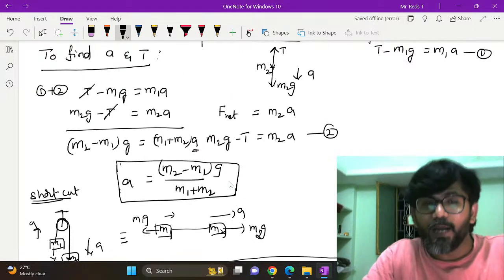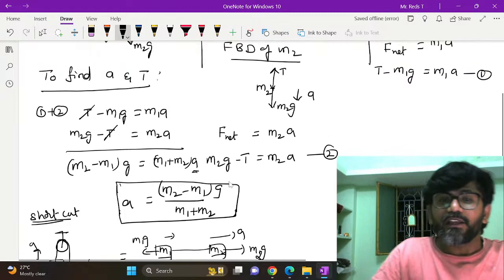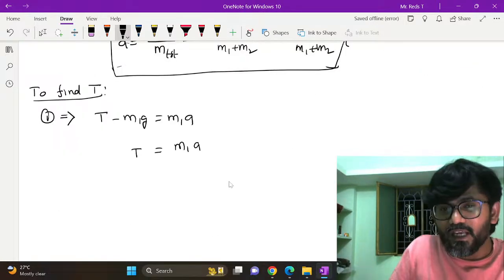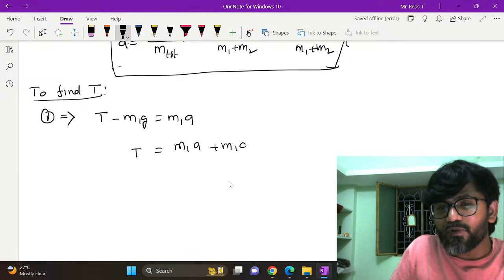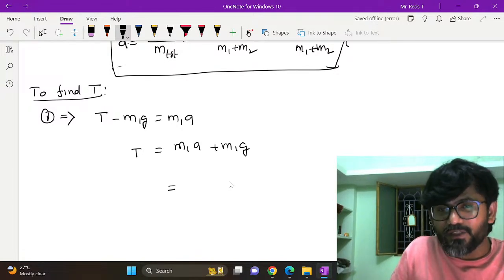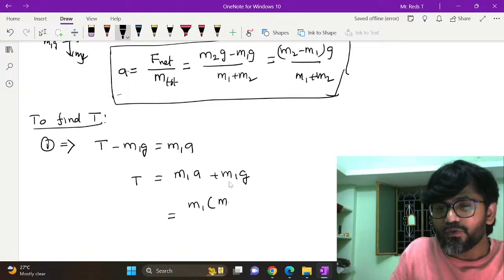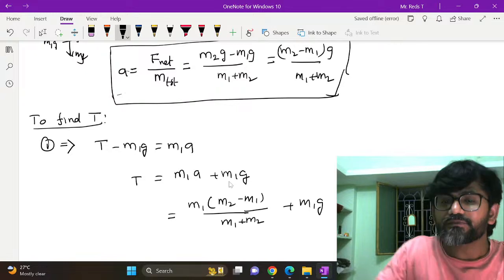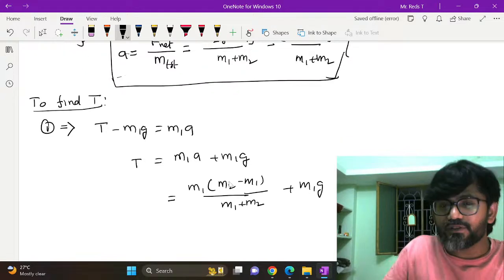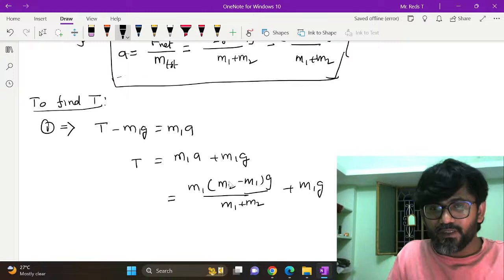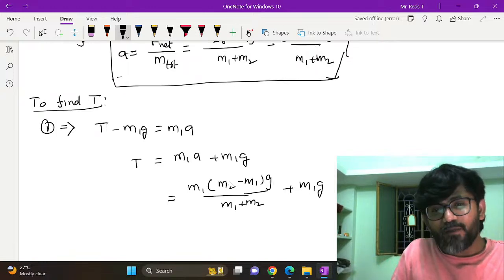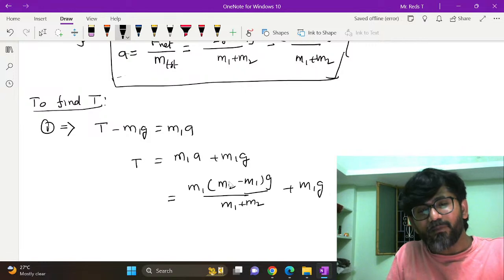Let us go up. See here, if you observe equation 1, T equals m1a plus m1g, so it is equal to m1 into (m2 minus m1) by (m1 plus m2) into g, plus m1g. Here also g will be there. Now if you observe, m1 is common. If you take it out, you can write (a plus g).